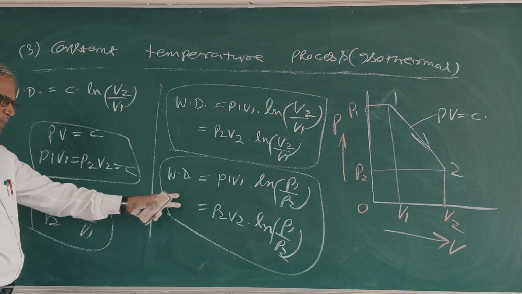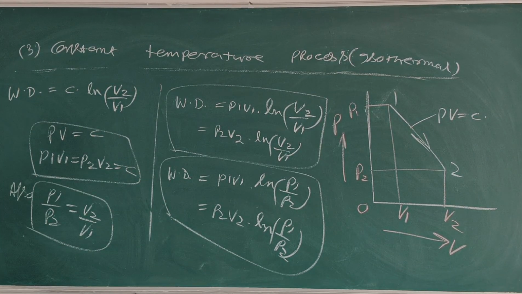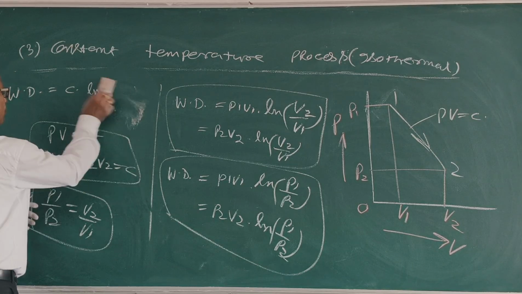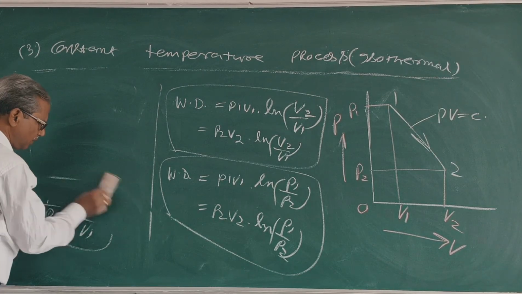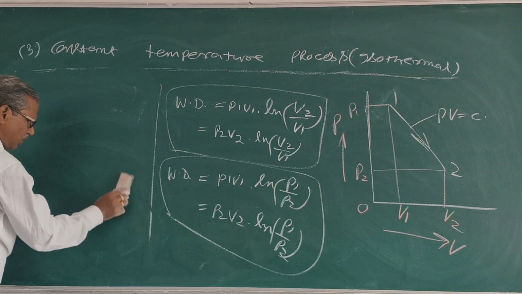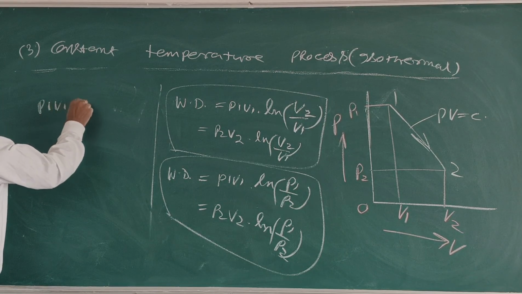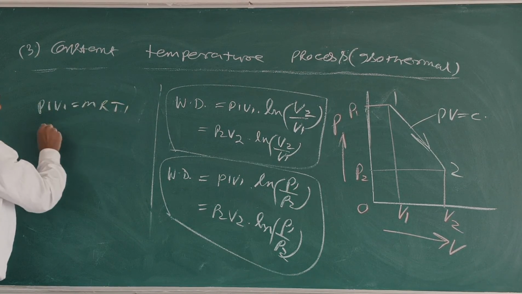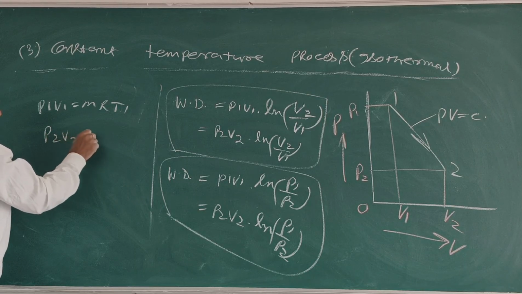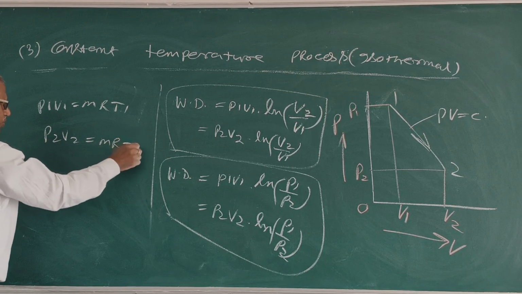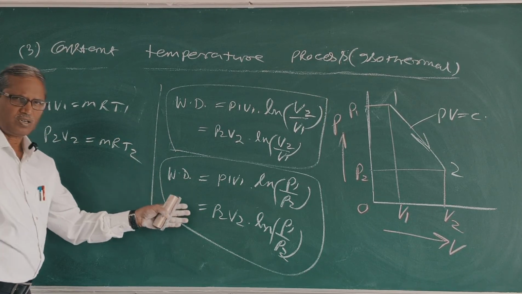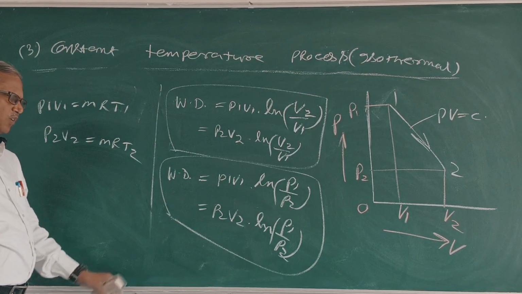Also you can put P1 V1 is equal to mRT1, or P2 V2 is equal to mRT2. Clear? These are all values for work done.